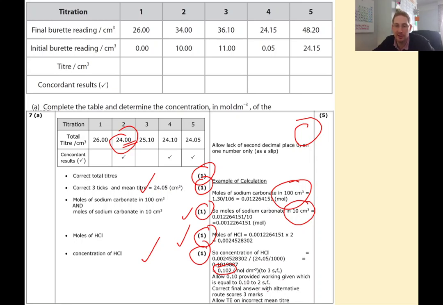Correct final answer with an alternative route scores 3 marks. Allow transmission error on incorrect mean titer. So, you know, if you calculated the titers, you got the wrong mean because you used, I don't know, all of them, you could still get 4 out of 5 marks on this.